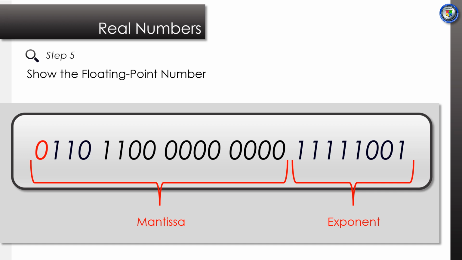Finally, in step 5, we will lay out and show our entire 24-bit floating point number by again placing our 16-bit mantissa, including the sign bit, next to our 8-bit exponent.